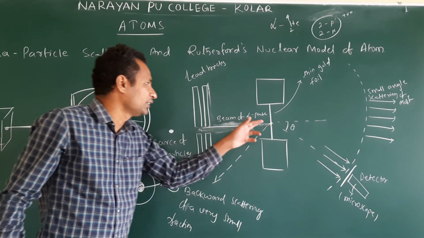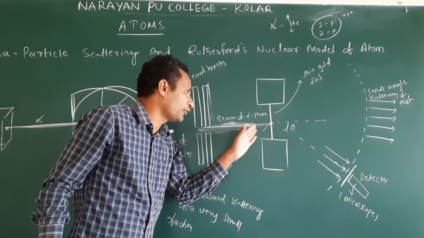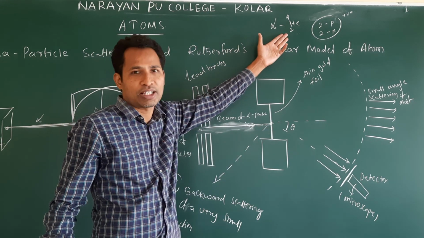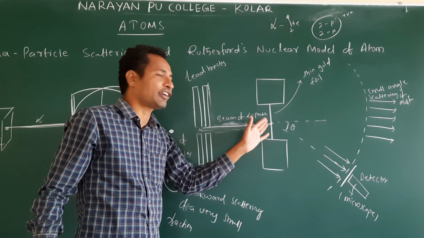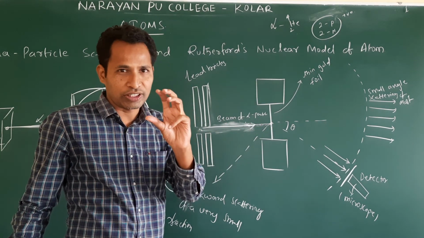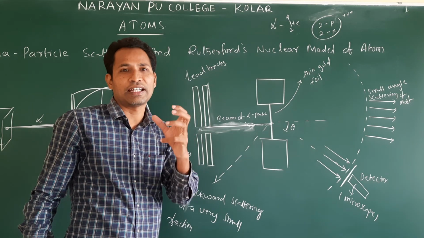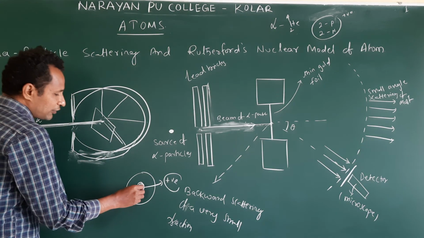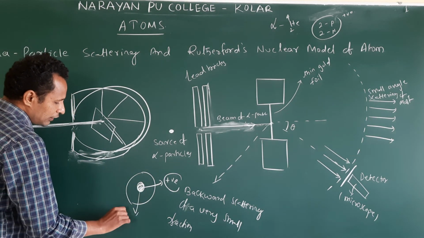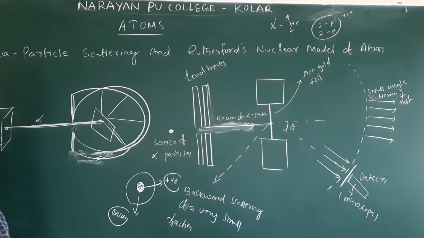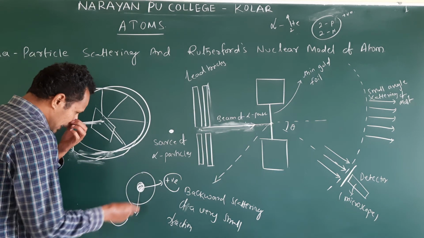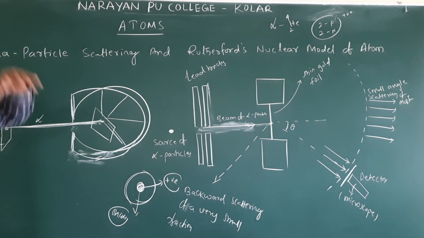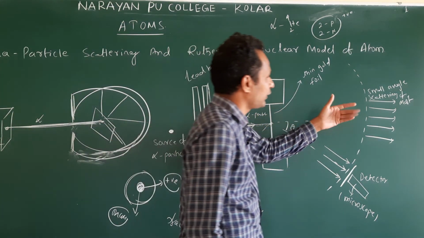What does it mean? There is one force which pushes it back. What is that force? Repulsive force. When repulsive force exists, it is between like charges. Which charge is falling? Positive charge is falling, and it is coming back. It means the center portion of the atom has positive charge. Then he concluded that the mass of the atom is concentrated at the center. Around it, the remaining space is empty, because most of the alpha particles pass through. The scattering angle is very, very small.